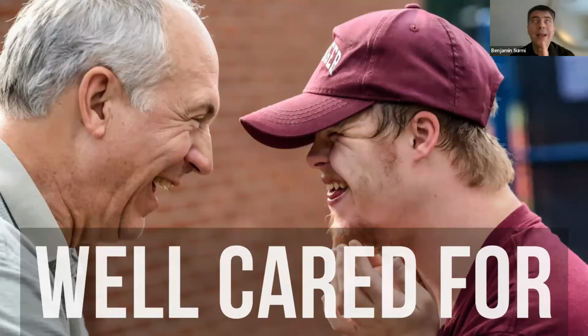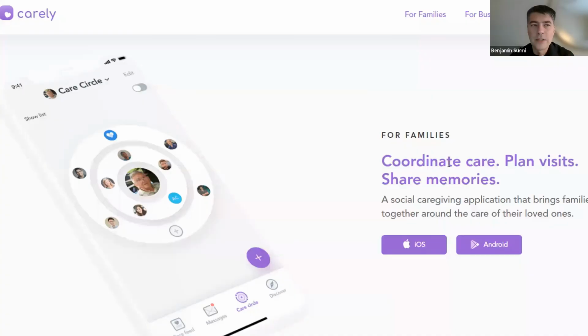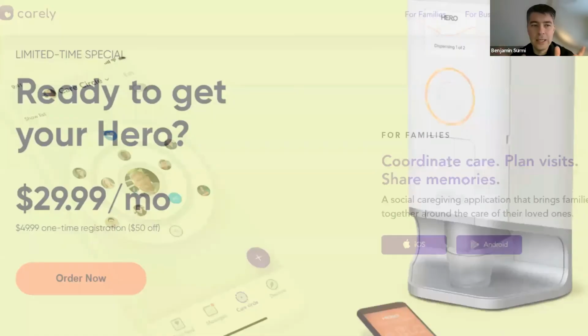Well cared for. Okay, I'm caring for an older person. They're not just living at home alone. Right, I'm taking care of them. How do I support myself in caring for them? So Carely is an app that helps keep the whole family, social workers, home care agencies, everybody on the same page. Who's doing what? Who's taking them to the doctor's office? Hey, she has a doctor's appointment. I'm at work. I can't take them. Hey, what's going on with her medication, right? Keeps everybody in the loop.